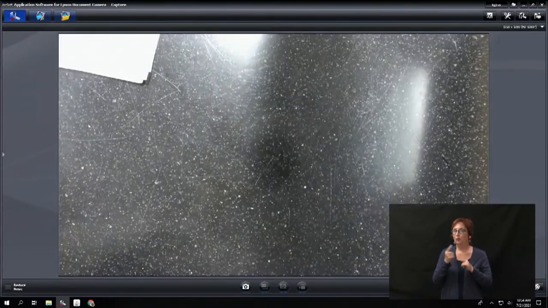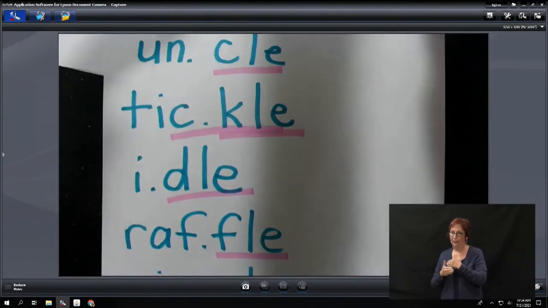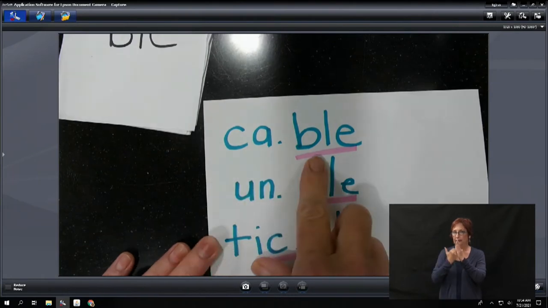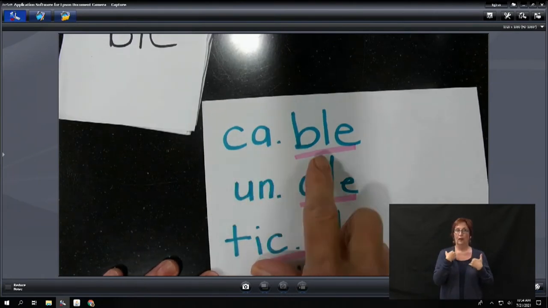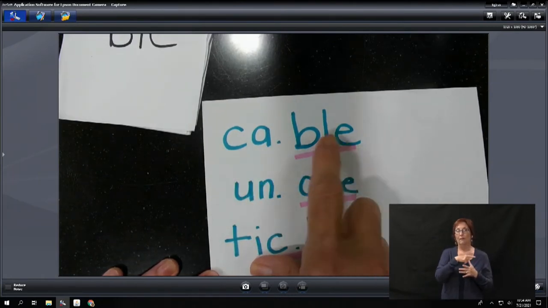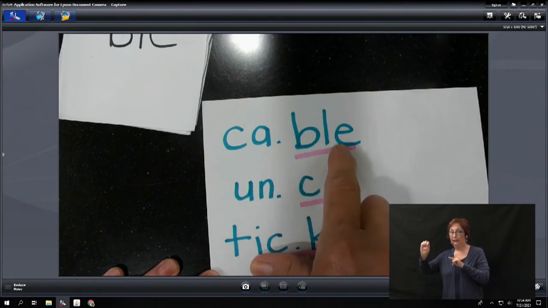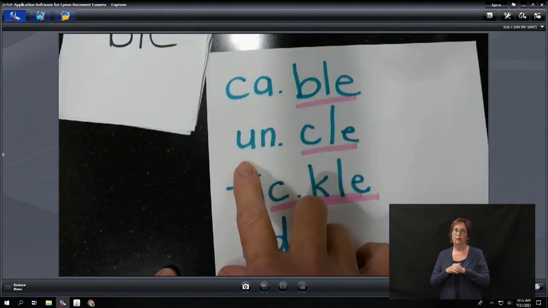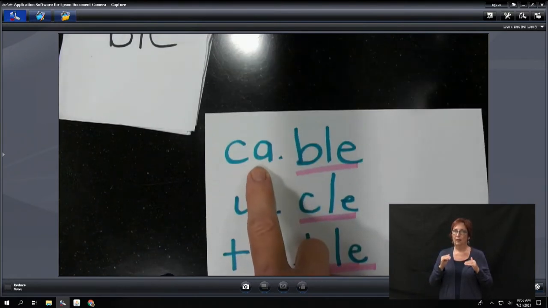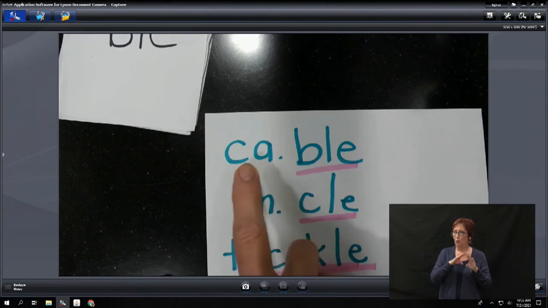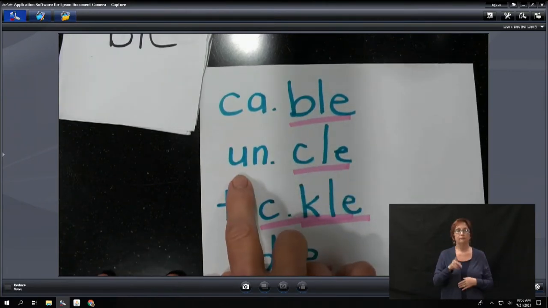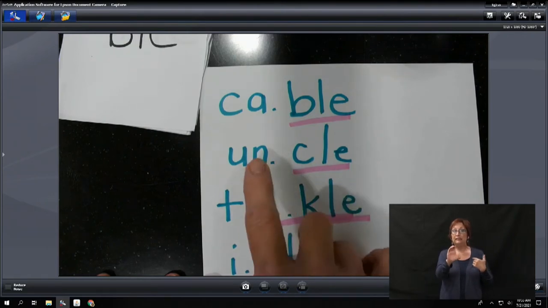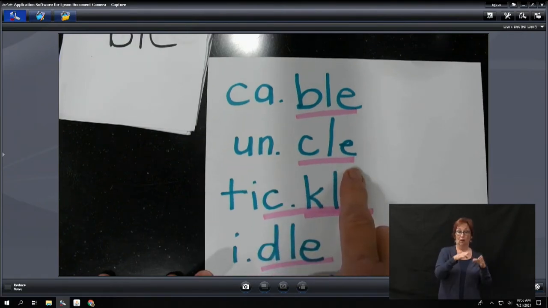So, here are some words with it in it. Cable. So I have an open syllable and then my consonant LE syllable. What's this say again? Bowl. I'm just going to do the consonant LE part. Bowl. Here's another word where I have, did I say closed? I meant open. Okay, open and consonant LE. Then I have uncle. Say the CLE again. Cole. So I have a closed and a consonant LE.